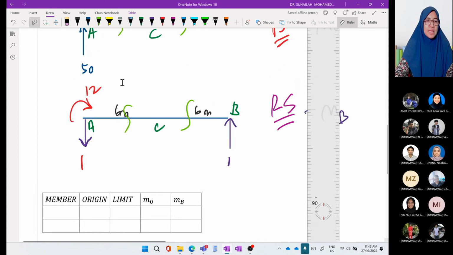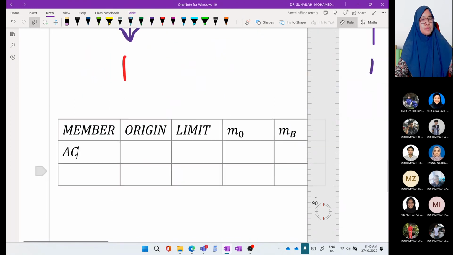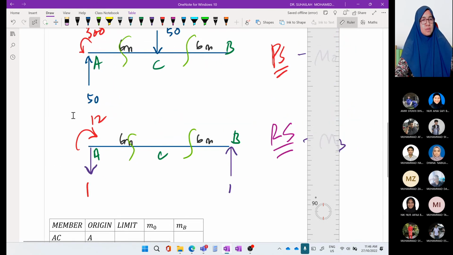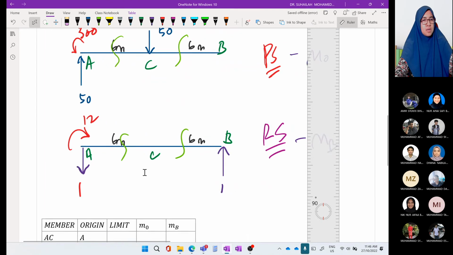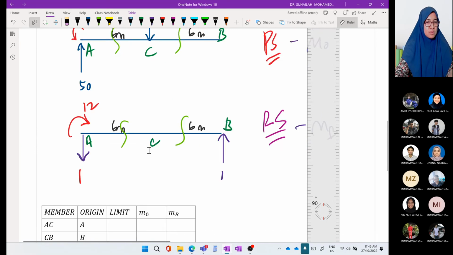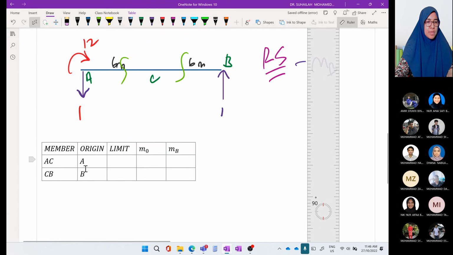We have 2 cutting sections, AC and CB. For AC, we choose A as origin. For CB, we choose B as origin. Always choose the shortest cutting section, so A and B.